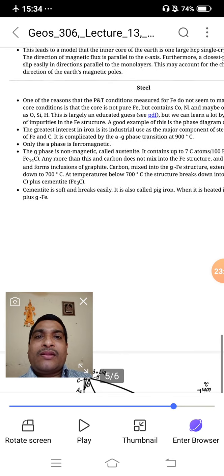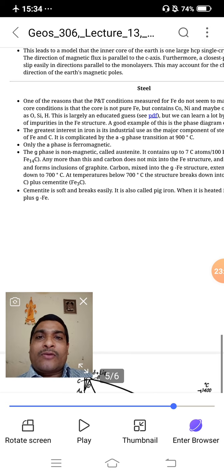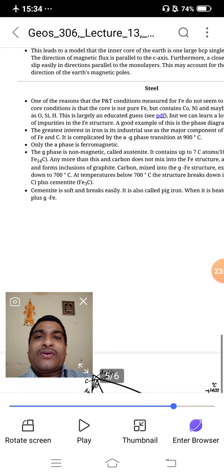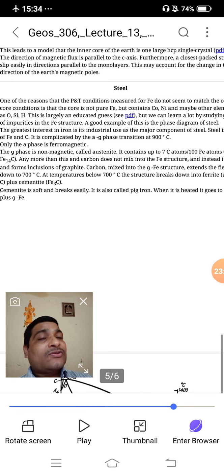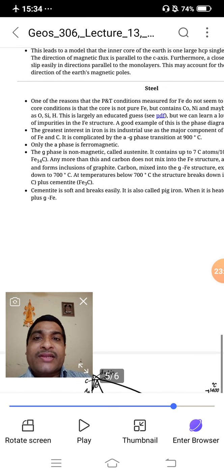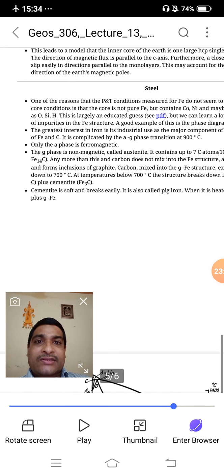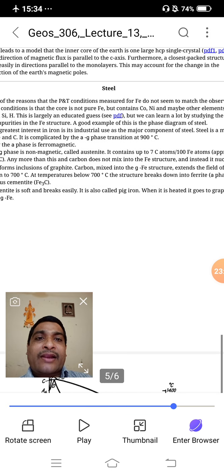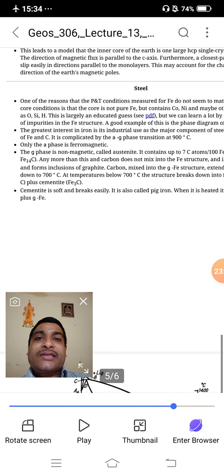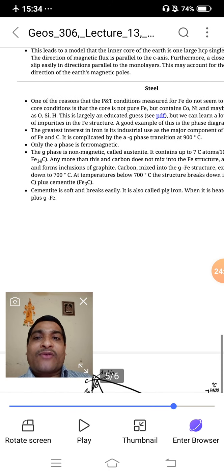This is another model about steel. One of the reasons that the pressure and temperature conditions measured for iron do not seem to match the observed core condition is that the core is not pure iron but contains cobalt and nickel, and maybe other elements such as oxygen, silicon, and hydrogen in small amounts. This is largely uneducated guessing, but we can learn a lot by studying the effect of impurities on the iron structure. A good example is the phase diagram of steel, the greatest interest in iron being its industrial use as the major component of steel. Steel is a mixture of iron and carbon.